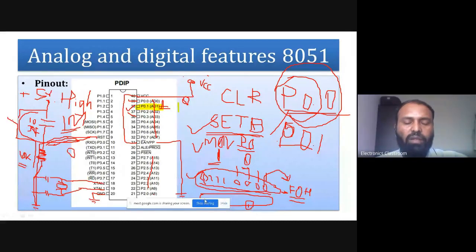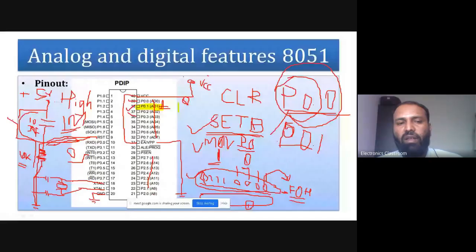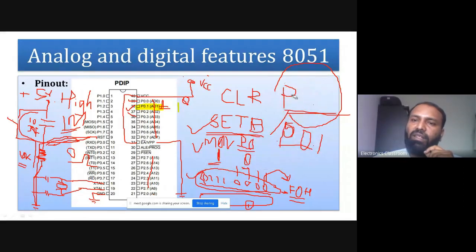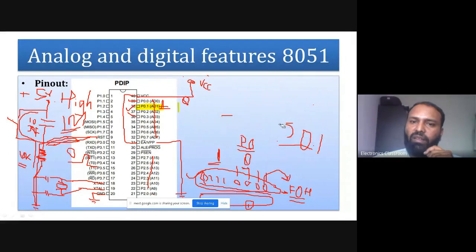Not time delay, but those pins are used to count external clock events. In case of a counter, see, for example, I am using the application as a counter. For counting purposes, I need to have some pulses. Then and only then can I count. So what things am I going to count?